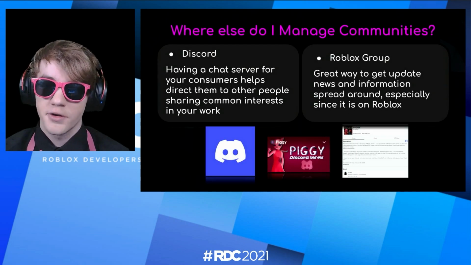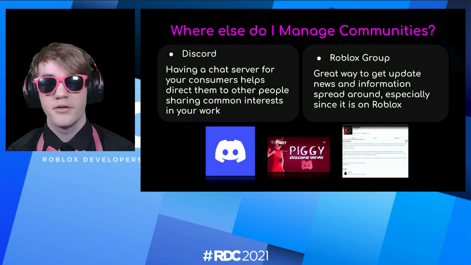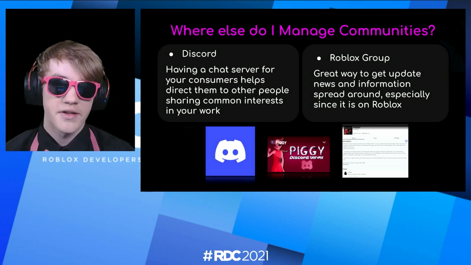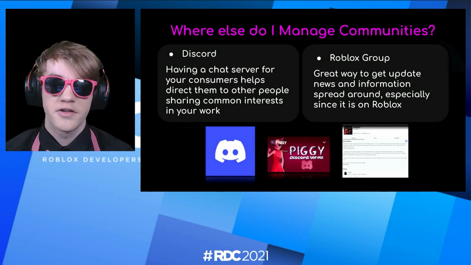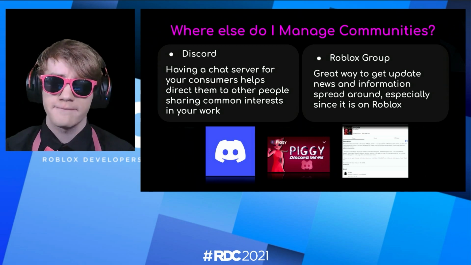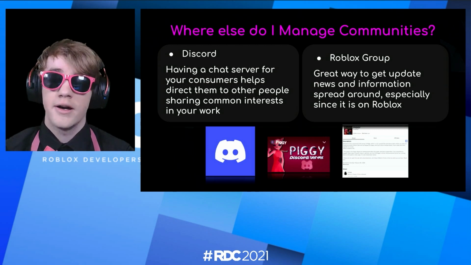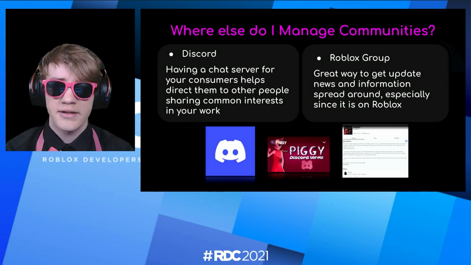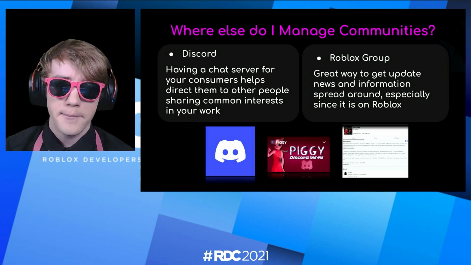In addition, I also use Discord. It's also great for news, but better for community discussions where users can share their thoughts, ideas, and their experiences with other users. So a great place for them to connect. Having a chat server and or group for your consumers helps direct them to other people sharing common interests in your work. I also use the Roblox fan group method. Another great way to get update news and information spread around, especially since it's directly on the Roblox platform, makes things very convenient and pretty simple.